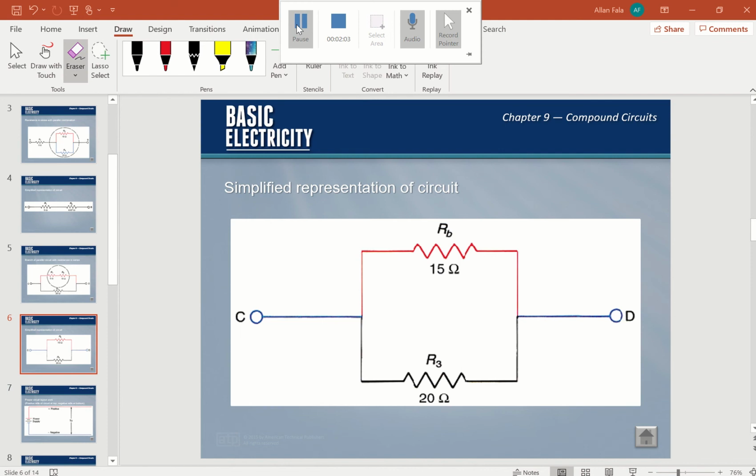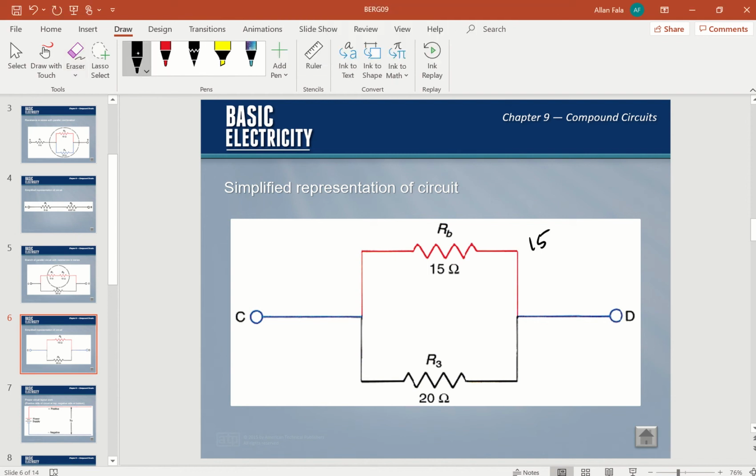So you see the equivalent here, the 15 ohm resistor, the 20 ohm resistor. Again, we'll do product over the sum. That would give us 15 times 20 divided by 15 plus 20. The result of this is 300 divided by 35, and that comes out to about 8.55 ohms.